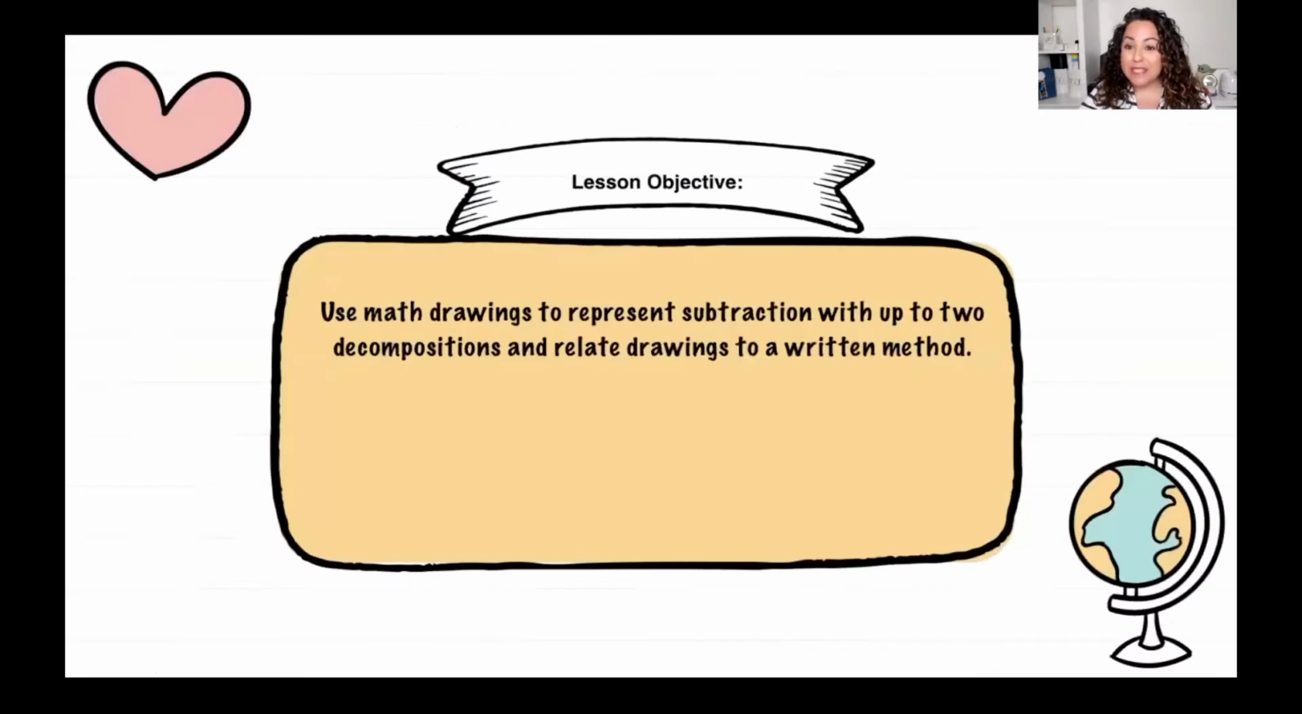All right, our objective today is we're going to use math drawings to represent subtraction with up to 2 decompositions and relate drawings to a written method. So what that means is we're going to be unbundling 2 times, and we're also going to be using a place value chart to help us understand what's going on in the algorithm. All right, let's go ahead and get started.